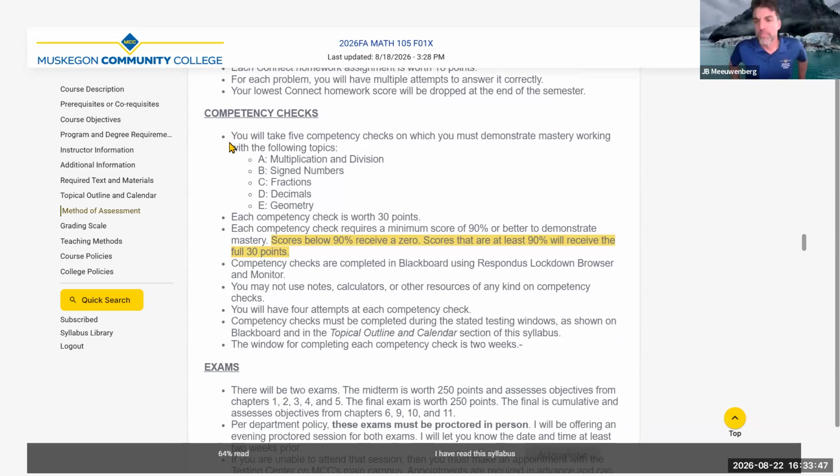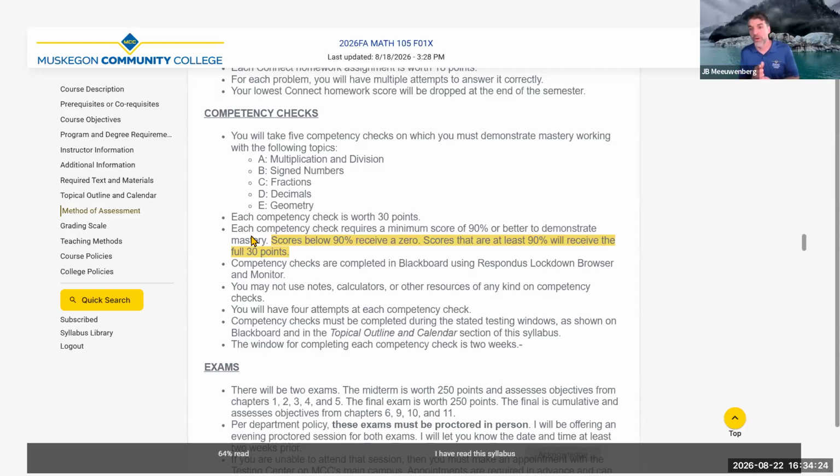Competency checks. So there are 5 of them, and you must be able to do these things as an elementary teacher. Know how to do basic multiplication and division, work with signed numbers, positive and negative numbers, fractions, decimals, and some geometry. We give you 5 of them. Each of them is worth 30 points, and you must earn a 90% or better on them. If you don't, then you get 0 points. If you get 90%, then you get all 30 points. So it's either 0 or 30.